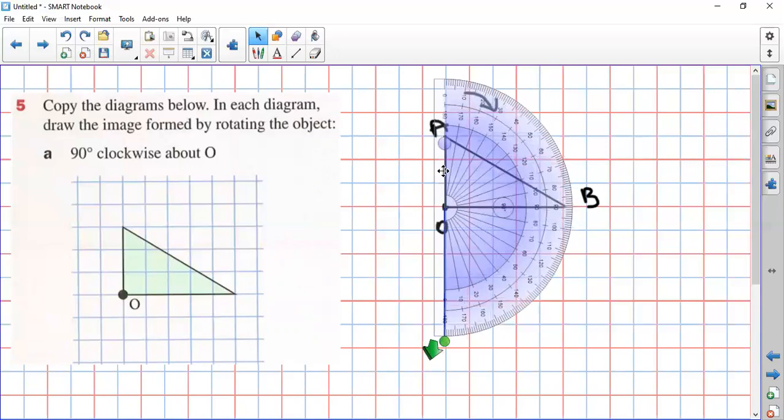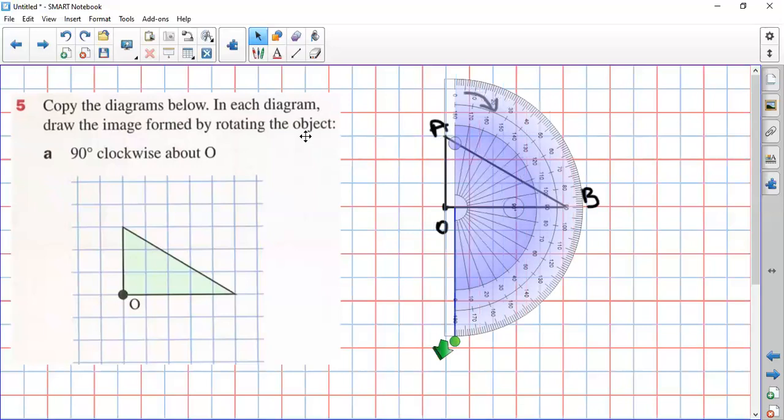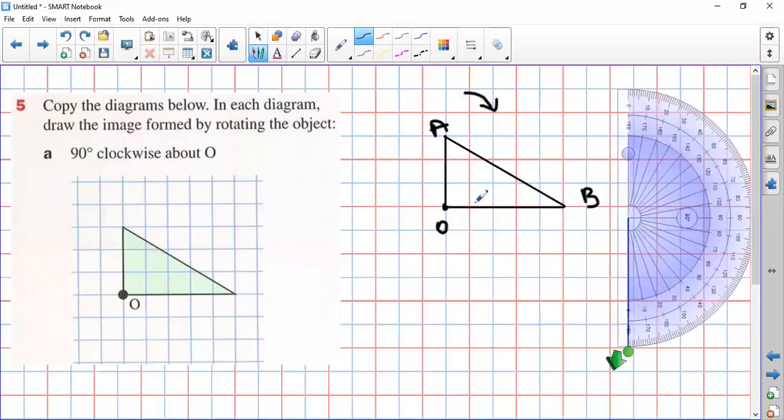So OA is the line. From OA in this direction, clockwise, I have to measure the angle 90 degrees. It means the point A is in this direction, and the distance that it has from O must be the same. Okay, we must keep the same distance. It is 3 units away from O, so it will come 3 units away in the 90 degree direction. Here, the point will be exactly here. So we can write that point A1 will be here.